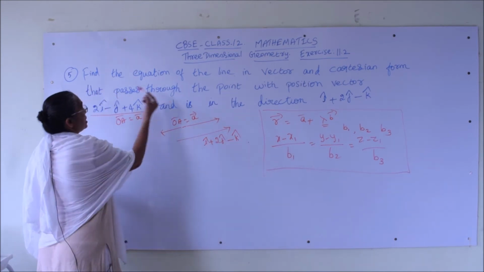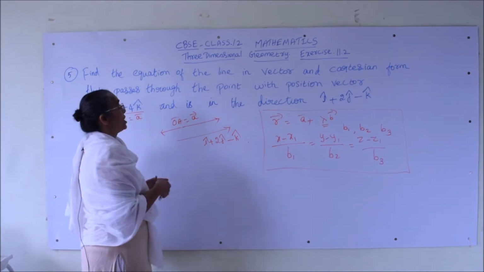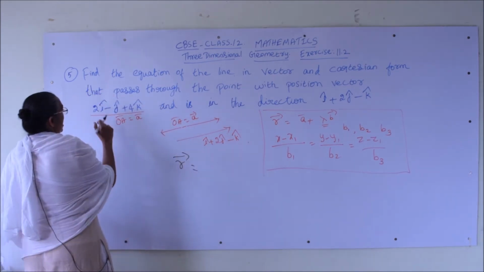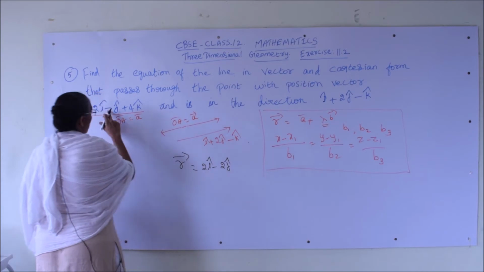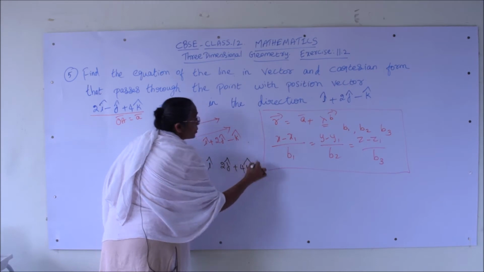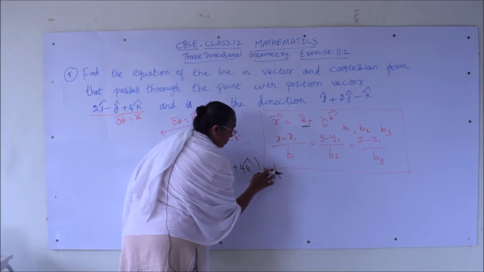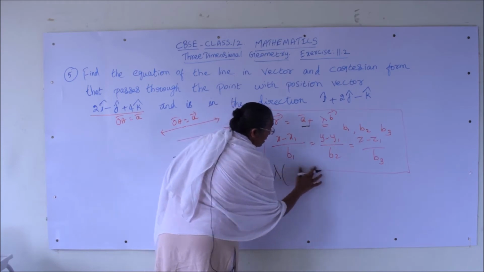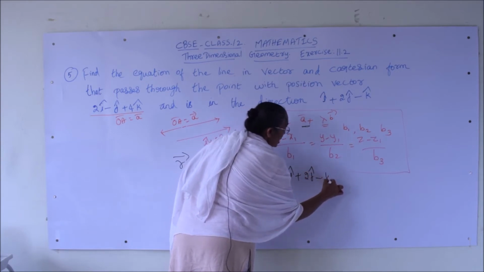You can check the previous videos for the derivation. Now, we just have to substitute the given quantities in those formulae. So, the vector equation is r bar equals A vector, which is 2i cap minus j cap plus 4k cap, plus lambda, some real number, into B vector. B vector is given as i cap plus 2j cap minus k cap.